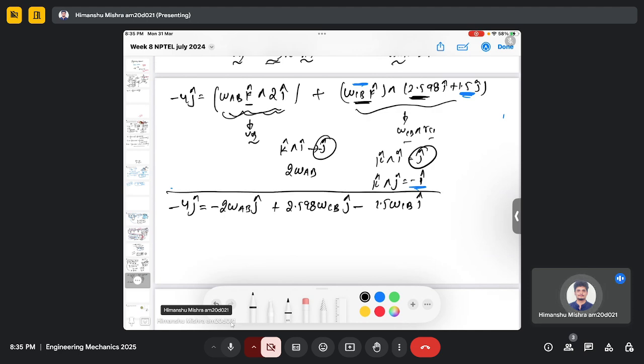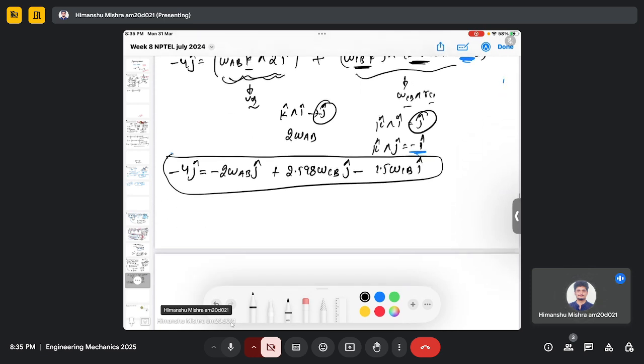So now this is our vector equation we got, and as usual we will take the components of it. Let's say we will take the ith component, the x component, so it will be 0 equals minus 1.5 omega CB. This is the x component. So from this you can see omega CB will be 0.